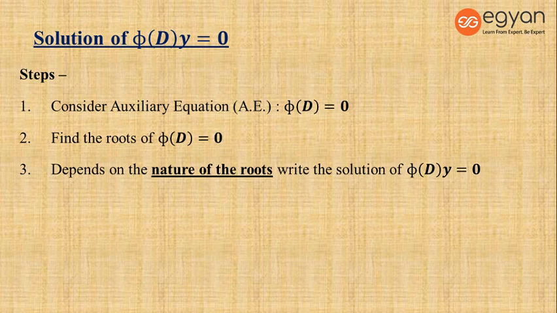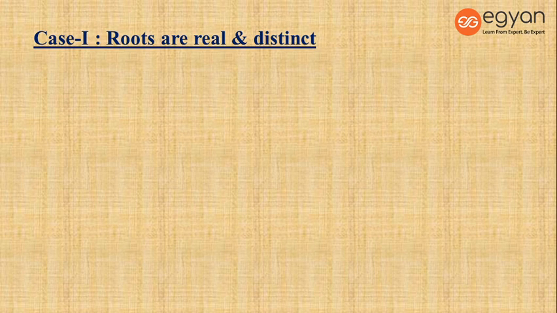Now we are going to see the different cases depending on the nature of the roots and the solution yc, or complementary function, of the given differential equation. So let's start the cases now. The first case is when roots are real and distinct. When roots are real and distinct, that means roots are 1, 2, 3, minus 1, minus 2, minus 3, like this.